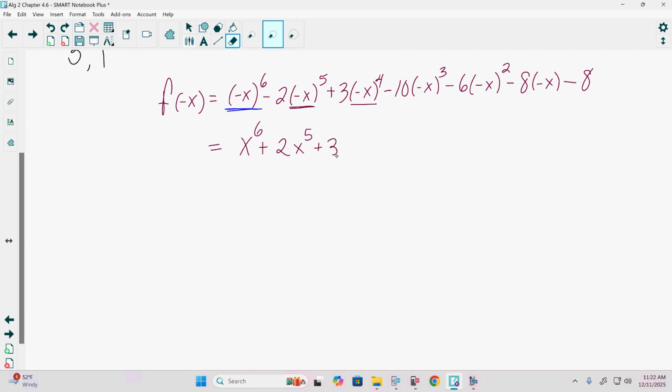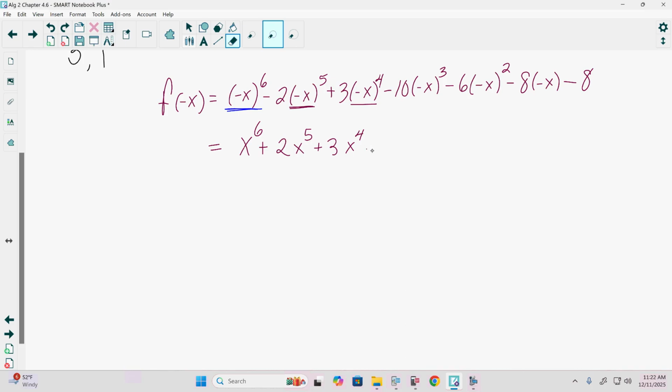Now we do have positive 3, so let's look at x to the 4th. So negative x to the 4th. We will have this x to the 4th term, but is the 4 even or odd? Even. So we're multiplying that negative by itself an even number of times, which means that negative with that x is going to become positive. So positive 3 times our positive is just going to be positive 3, yes?